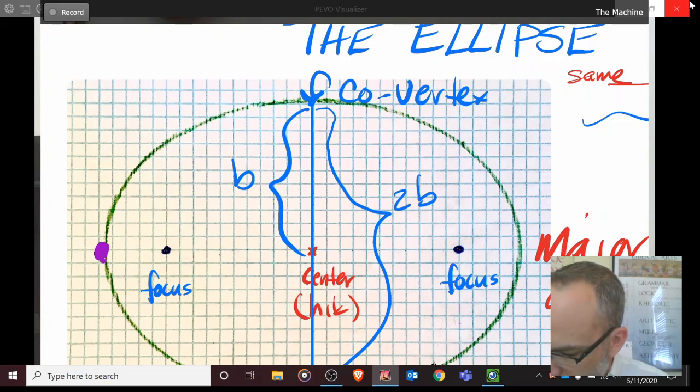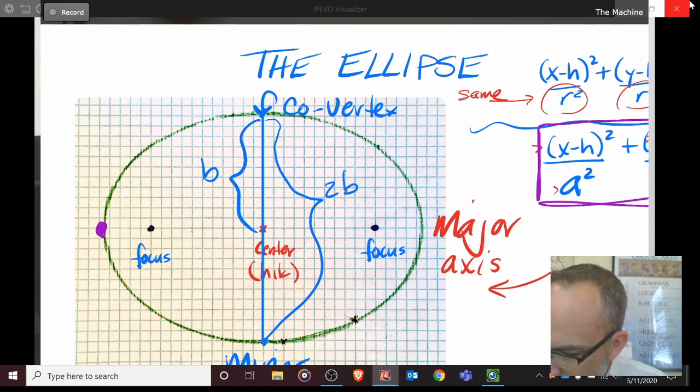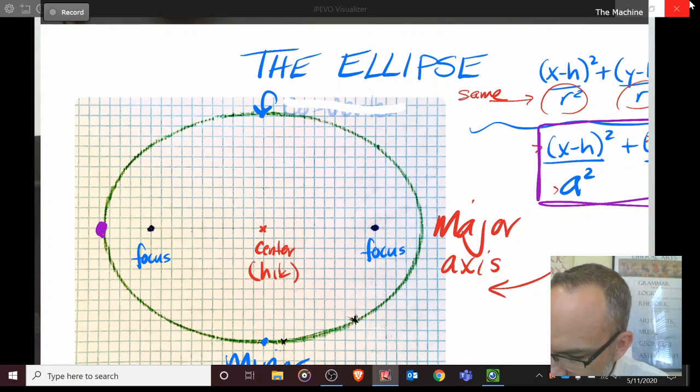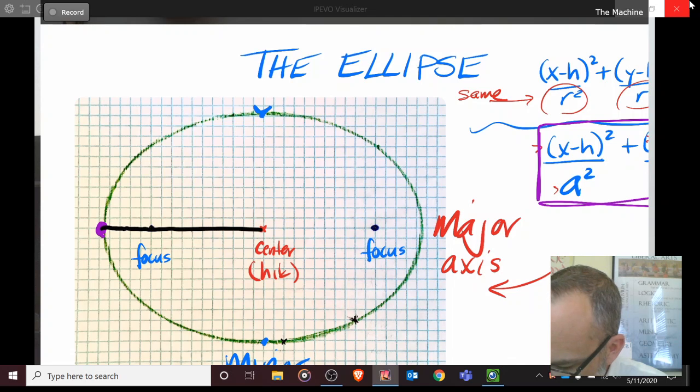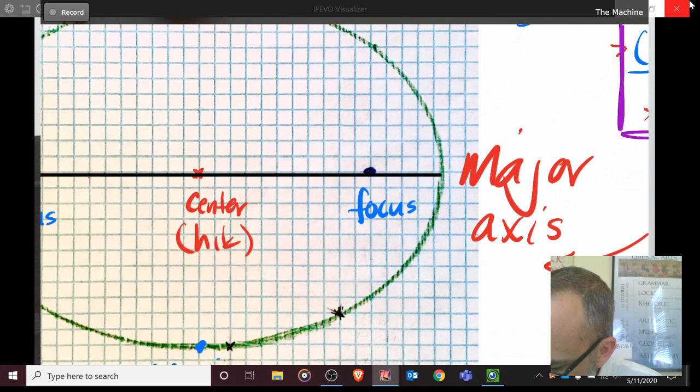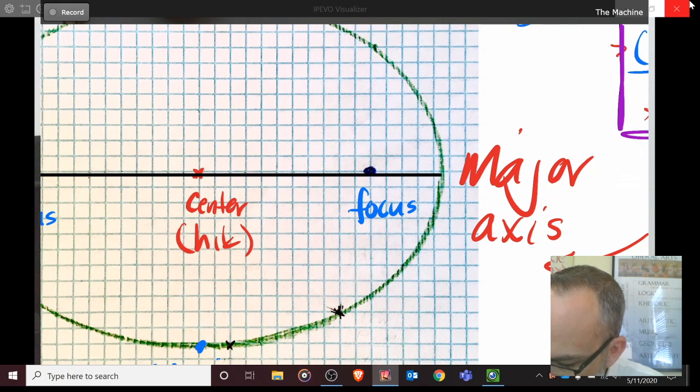Now, let me come back and talk about the foci. So let me erase this, that, and that. And let me now do another major axis, and I'm going to do it in black. I'm going to go from one end to the other one here, all the way through here. This distance now from the center to one of the focuses, or foci as they are properly called, that distance is a C.